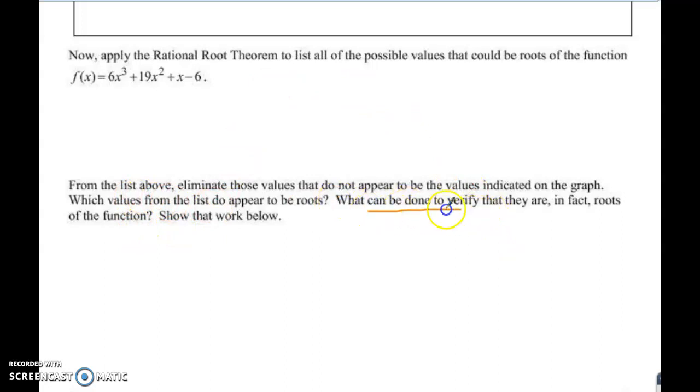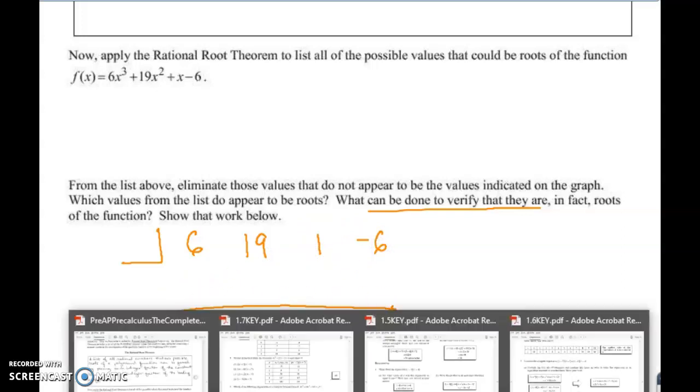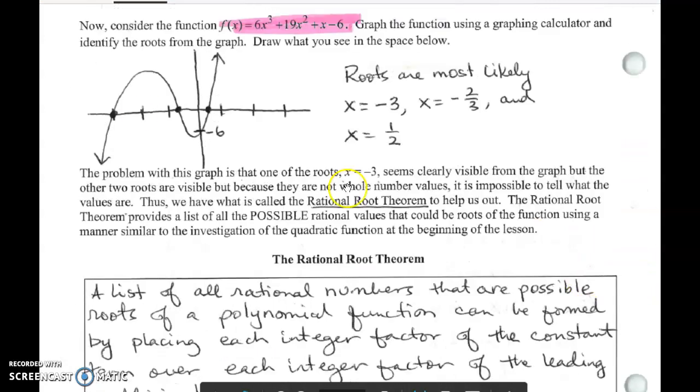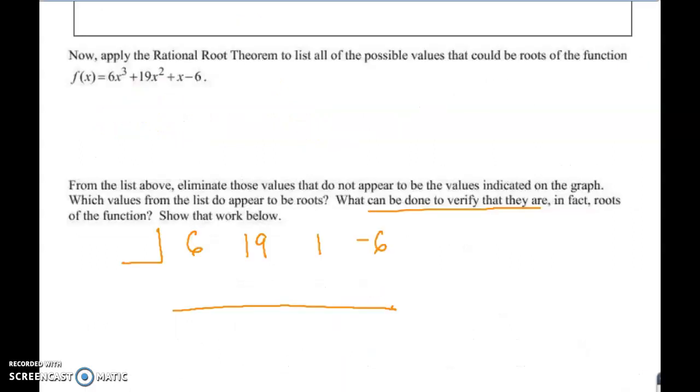Now, what you can do to actually verify what the roots are is to guess and check. And usually that guess and check method will involve synthetic division. 6, 19, 1, -6. I'm going to cheat for a second because the answer key has the answer right there. So it looks like -3 is the most obvious answer. And what do we know about if something is a root or not? Think about that as we work this out.